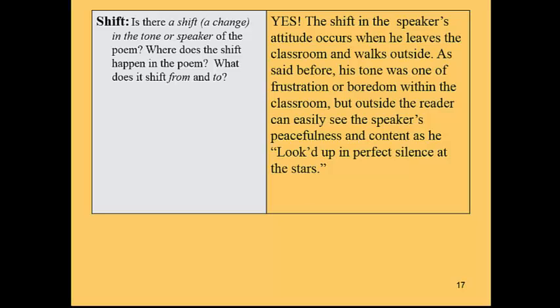We know that in the first 4 lines, the tone was one of frustration and boredom, like we said. But when he leaves the classroom and gets outside, we know that he is kind of more content, almost like he's at peace with himself. And I use this line here because I find that when he says, "I looked up in the perfect silence at the stars," that sort of embodies how calm he feels being outside rather than being inside learning about astronomy.